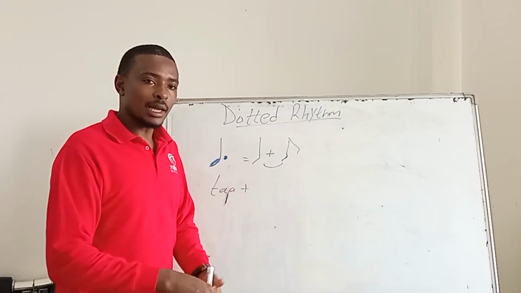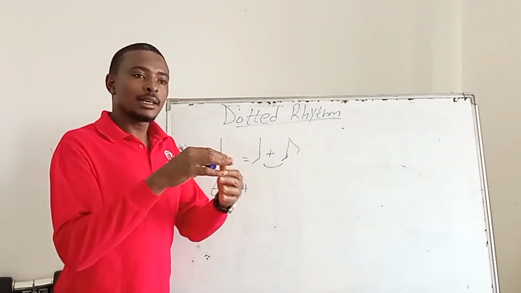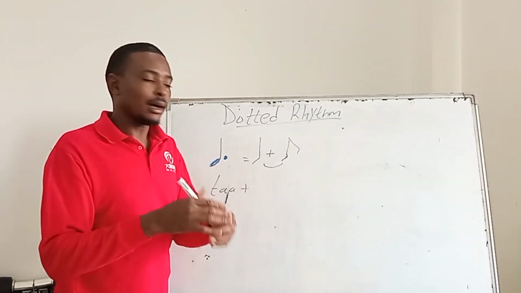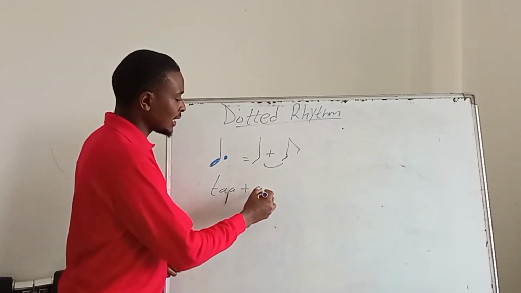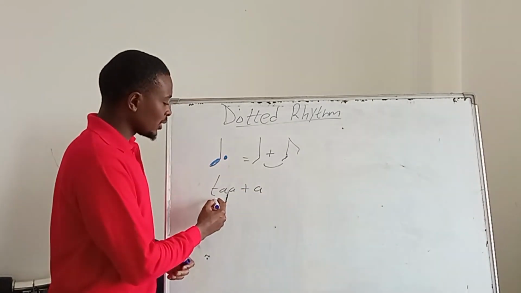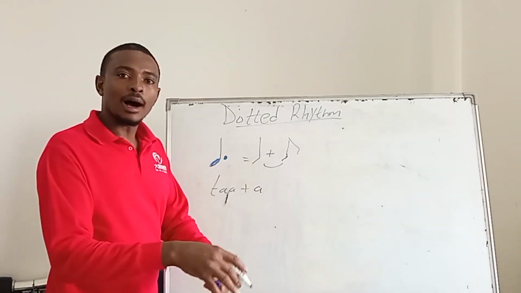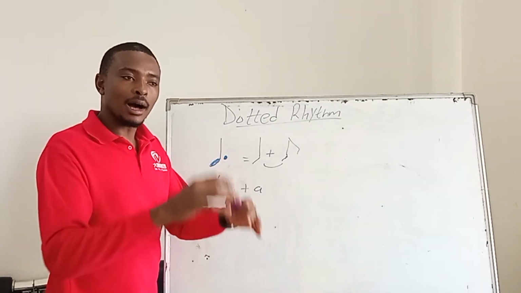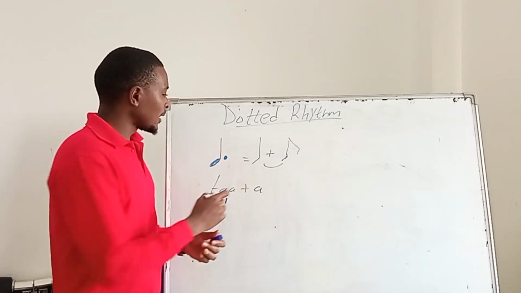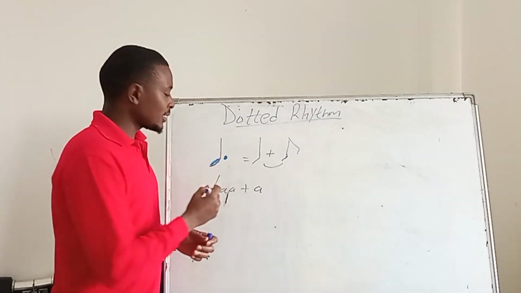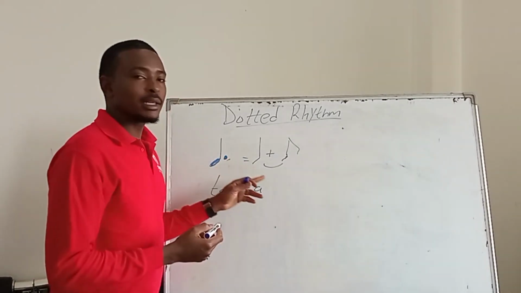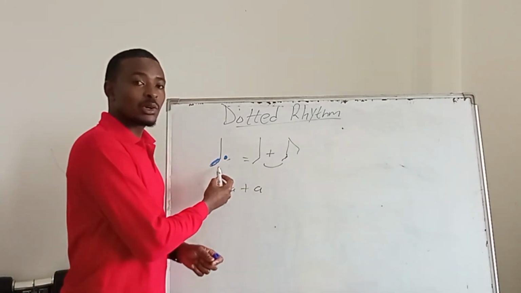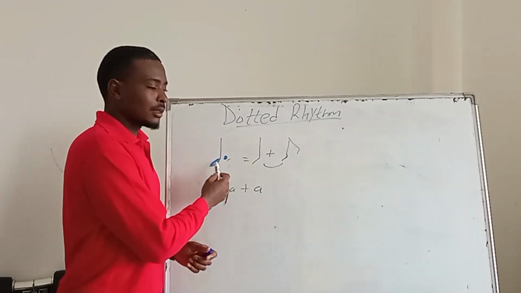So it goes ta, ta. It's like adding another beat here. So you go ta, ta, and you are done. So every time you find one dot, it means half the value of the main value.